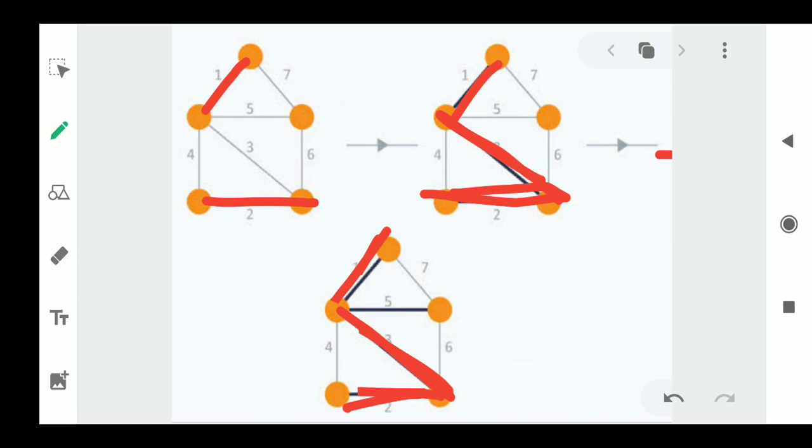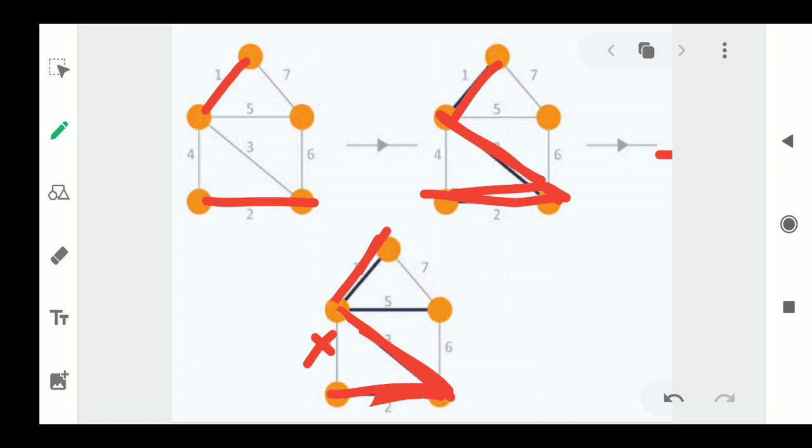If I take 4 and connect 4, what happens? A circuit will get formed. If a circuit forms, that will not be called a tree. That will not be called a minimum spanning tree. So we should not connect. The graph should not form closed loops or circuits. So we are not selecting this. Though it is the least cost one, we are not selecting it.